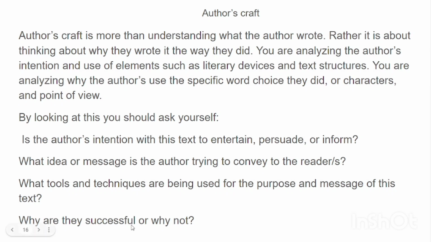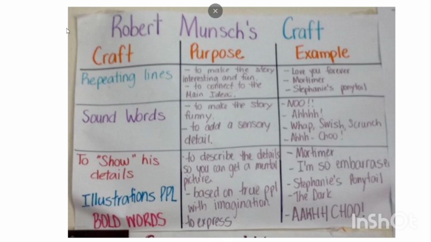So by looking at this, you can ask yourself, is the author's intention with this text to entertain, persuade, or inform me? What idea or message is the author trying to convey to the readers? What tools and techniques are being used for the purpose and message of this text? Or is it successful or not? So this is just an example of what I mean by author's craft. So you're looking at why the author chose to use that which they did.